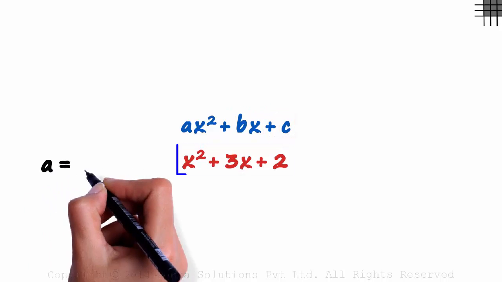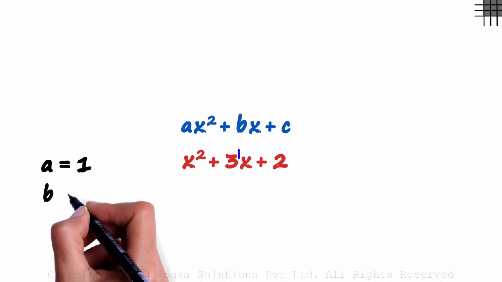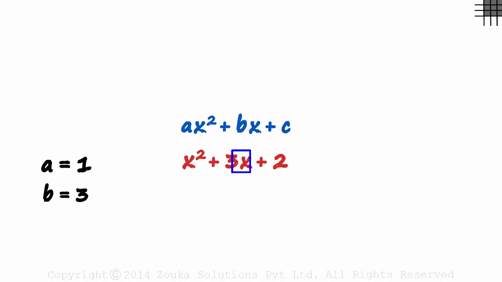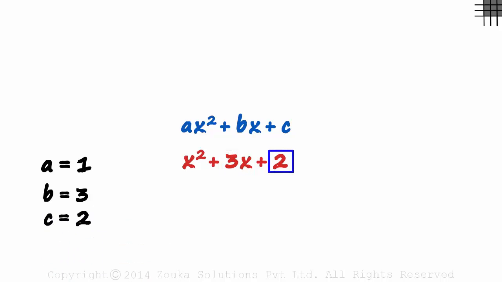a is the coefficient of x squared, it's 1. b is the coefficient of x and it equals 3. And c is the constant which equals 2. This is the basic form of a quadratic polynomial where a, b and c could take different numerical values.